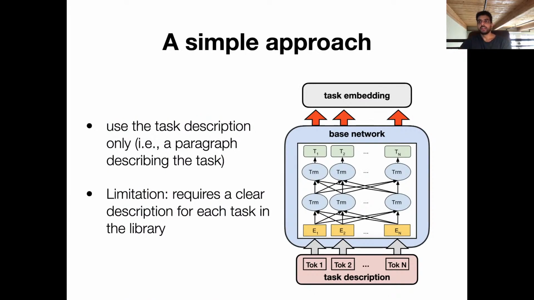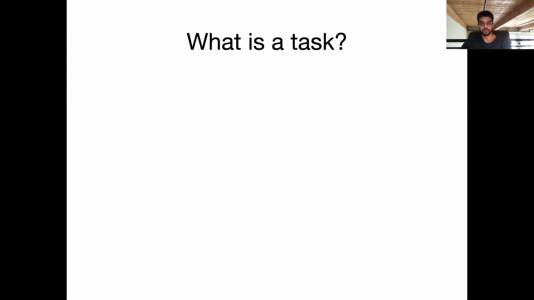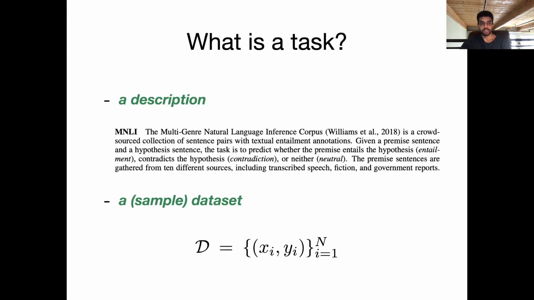Okay, so you can imagine a very simple approach here being, if I am provided a description of a task, so we looked at this here, right, for this task MNLI, I have a paragraph describing this task. So one kind of interesting way I could go about getting a task embedding for this task is to pass this description of the task into BERT and then take its CLS vector or an average.